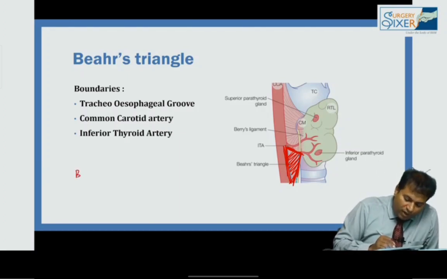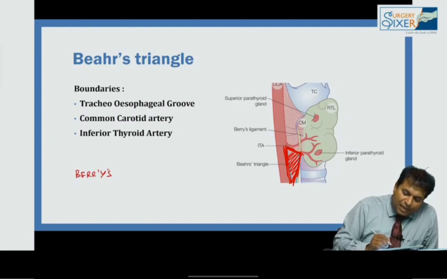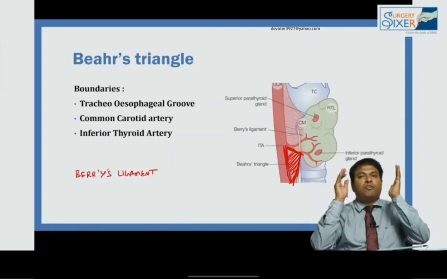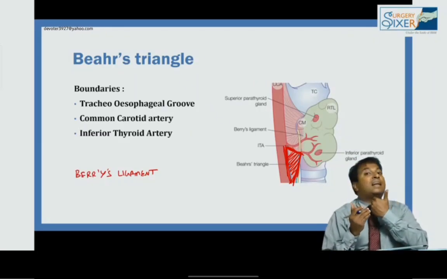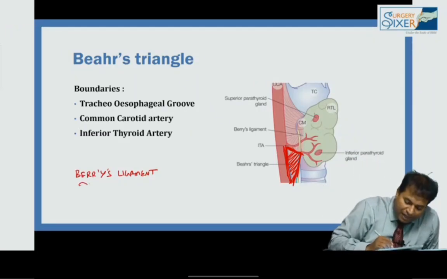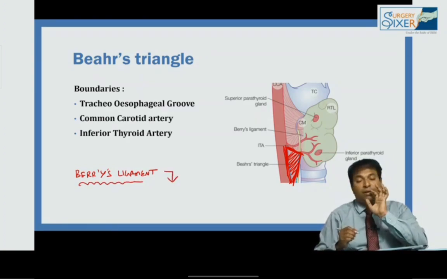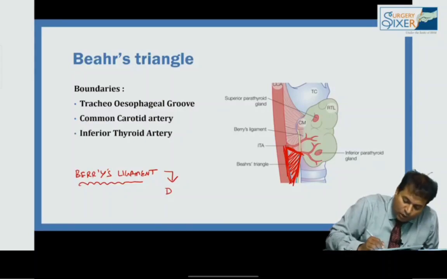At this point, you should know what Berry's ligament is. Berry's ligament is seen posteromedially. This is the thyroid gland. Posteromedially, there is a thick attachment of pretracheal fascia between the thyroid gland and trachea. That attaches the thyroid gland to the trachea, known as Berry's ligament. This is a very important reason for the movement of the gland with deglutition.